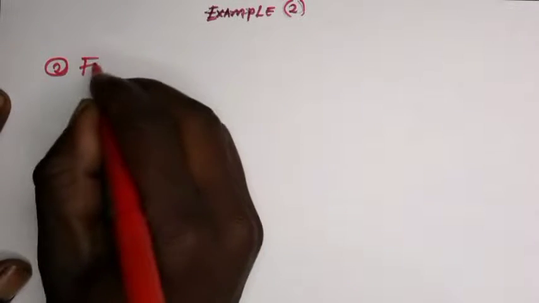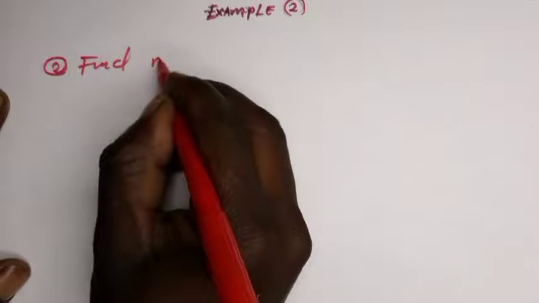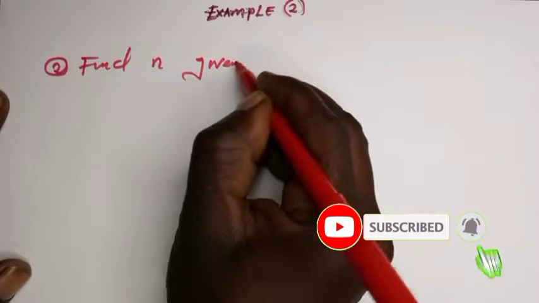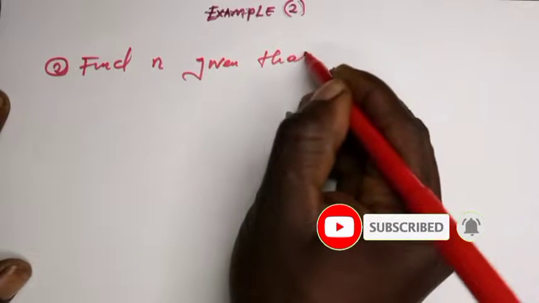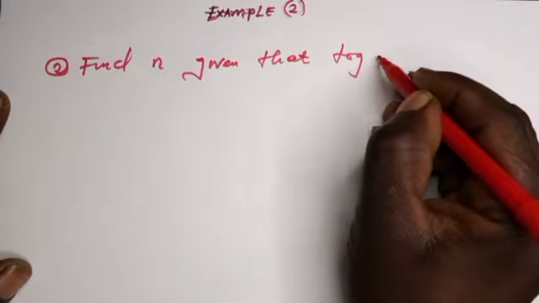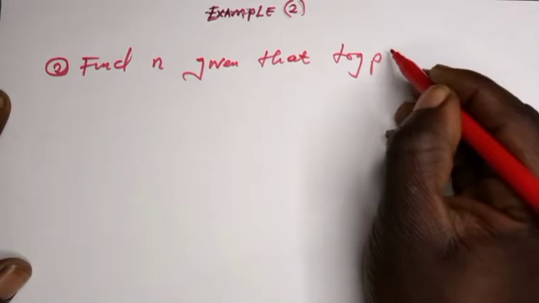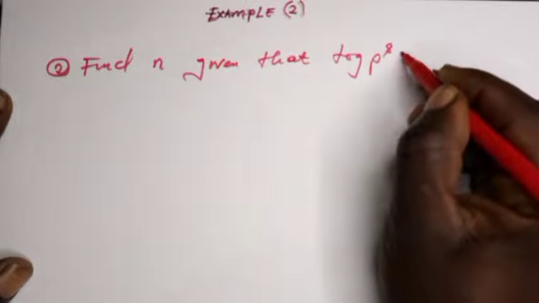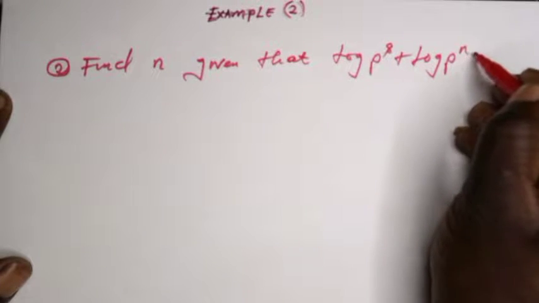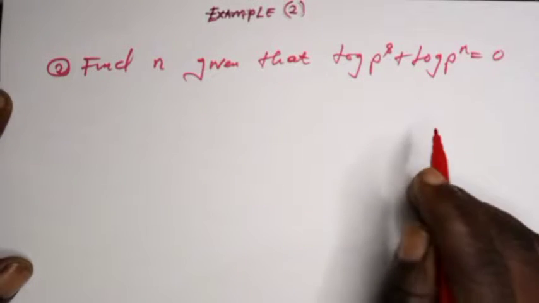The question is: find n, given that log base p of p to the power 8 plus log base p of p to the power n is equal to 0.